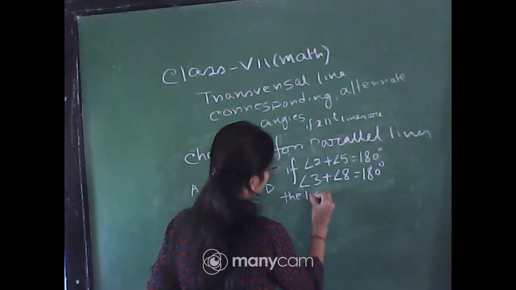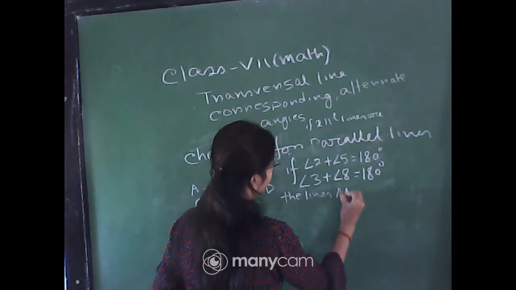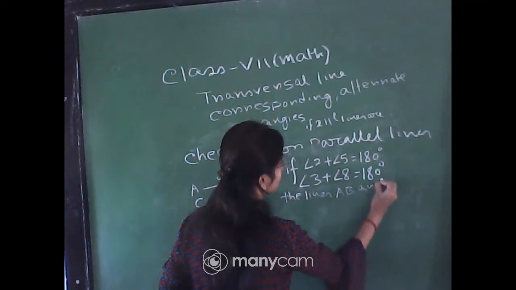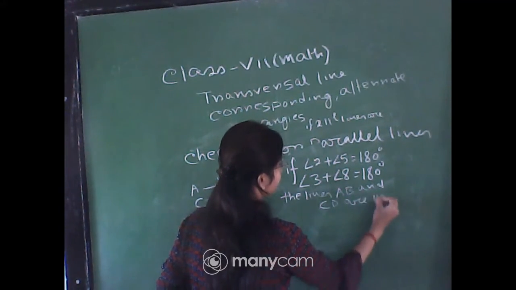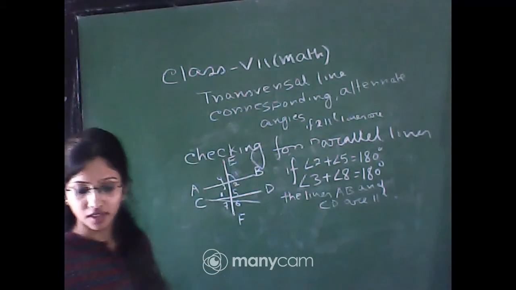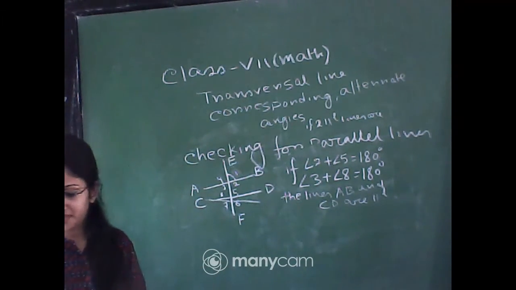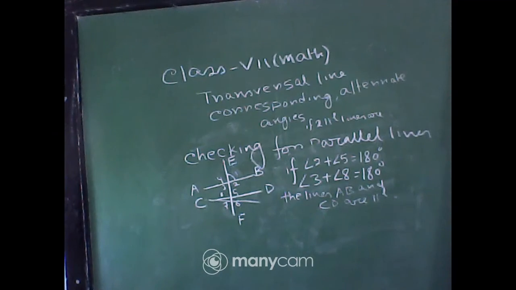The lines AB and CD are parallel. Okay. Any problem, students?